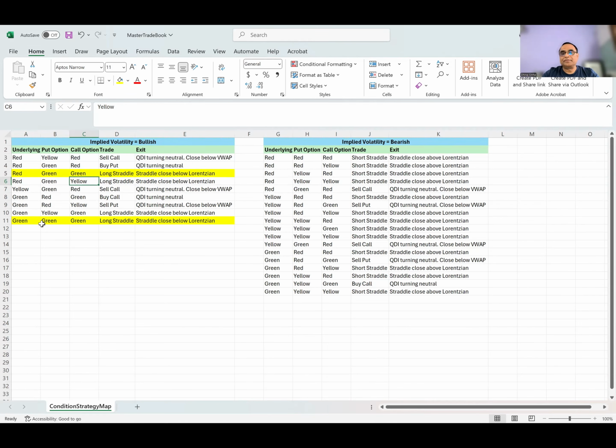However, the higher probability is Nifty going down, put option going up, and call option sideways. It is not going down. If that happens, again, I will create a long straddle. Once I have created a long straddle, I will not look at all those. Then I will look at that particular straddle chart.